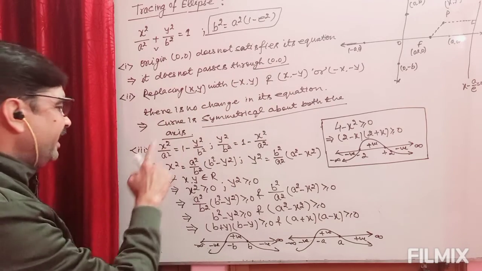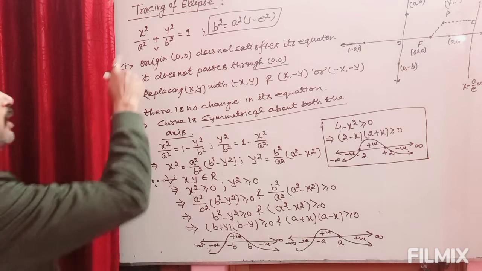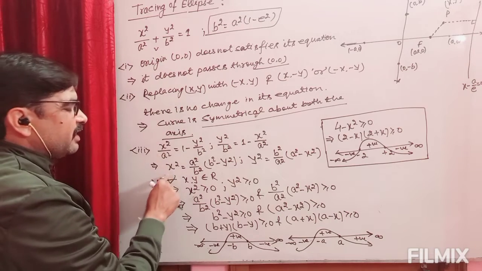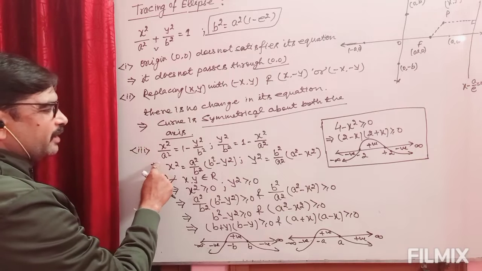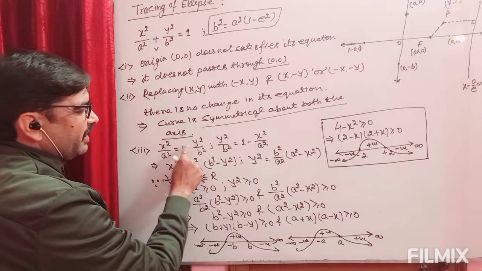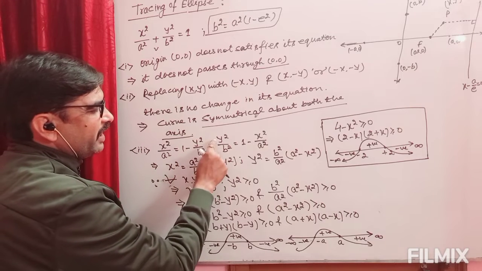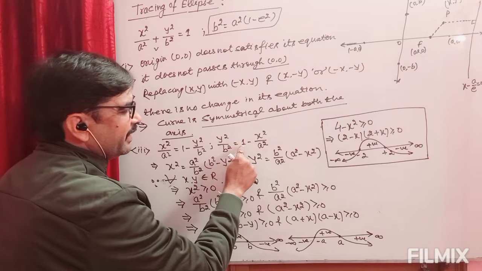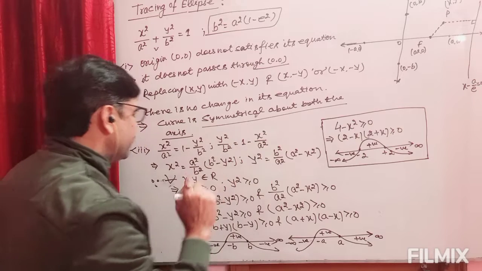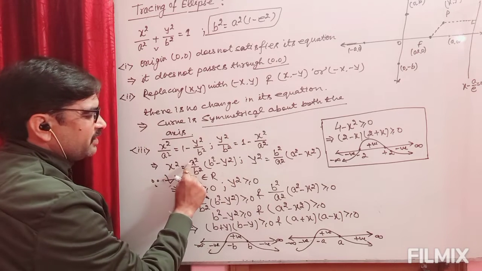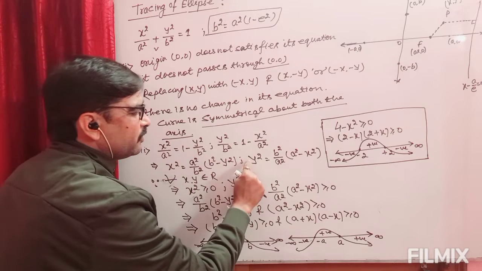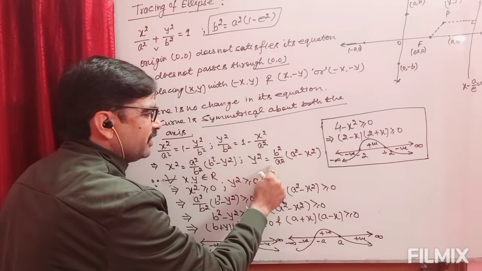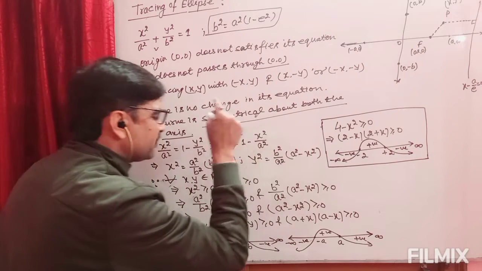These 2 points. And the third, now from the given equation write x in terms of y and y in terms of x. So x square upon a square you can write as 1 minus y square upon b square, and y square upon b square you can write as 1 minus x square upon a square. Now x square is a square upon b square into b square minus y square, and y square is b square upon a square into a square minus x square.